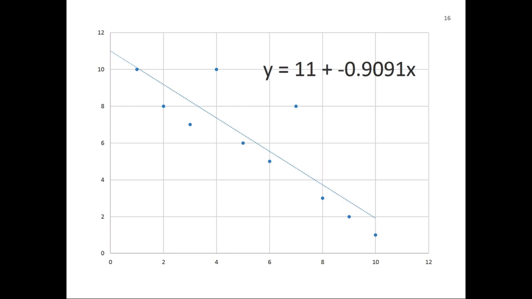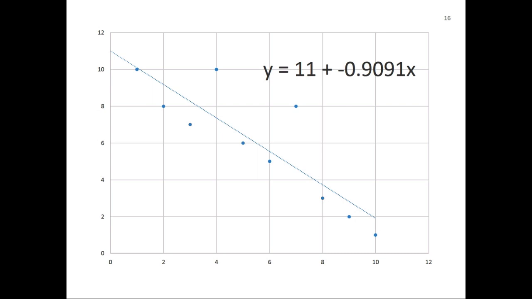So in this example, our intercept is 11. Y is 11 when x is 0, and that's our baseline. And you can see that once again in the chart. The dotted line touches the y-axis at the number 11. That when x is 0, y is 11. And also, as you can see, beta 1 is negative 0.9091.